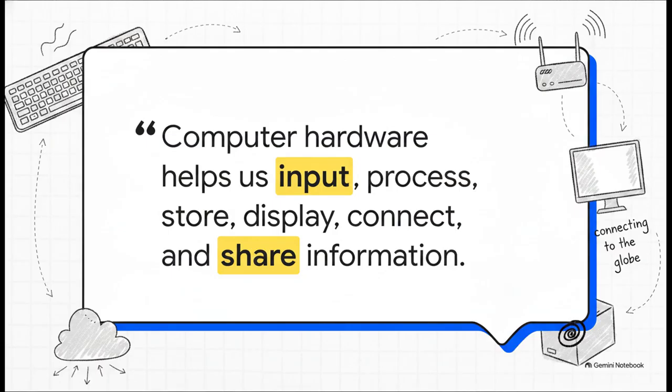To bring this all together, I love this summary from our source material. Computer hardware helps us input, process, store, display, connect, and share information. That really hits the nail on the head, doesn't it? From the physical keyboard right under your fingertips to the router bridging you to the globe, these tangible tools are exactly what empower us to manipulate invisible data and share ideas with the rest of the world.